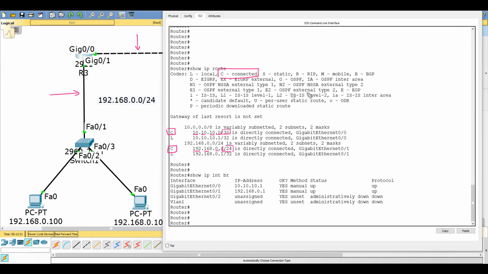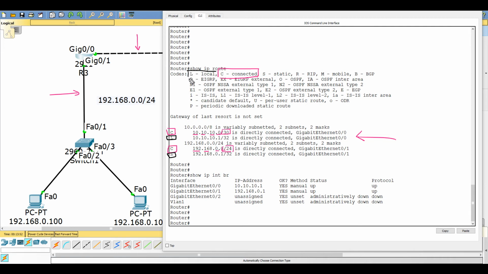So you can see by looking at this legend, there are lots of ways for us to learn and to configure routes to populate our routing table. But for now, we're just going to look at what the default looks like. What you'll also notice is something I didn't mention, which is the L, which is local.